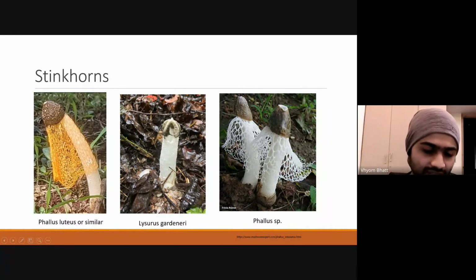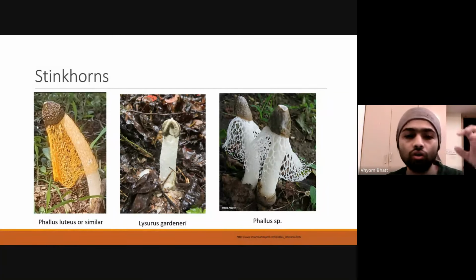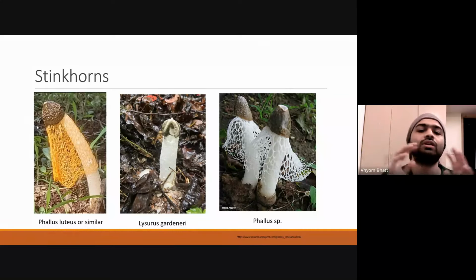So you see this top of this left mushroom, it's Phallus luteus or something similar to it, which we found in Cubbon Park last year. And this mushroom on top has this sticky liquid which smells. It's called the gleba. And this smell attracts a lot of insects. If you see this mushroom popping out today, by tomorrow, you'll see that a lot of insects are sitting on top of the gleba. That is because the spores of this mushroom are also spread. It attracts the insects through the smell. You'll see flies, insects.